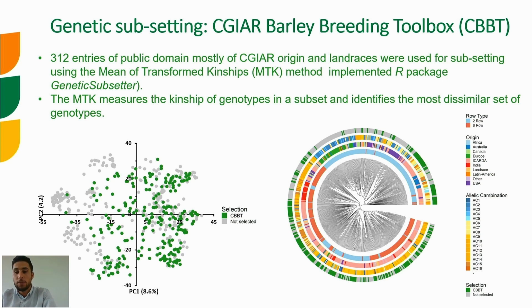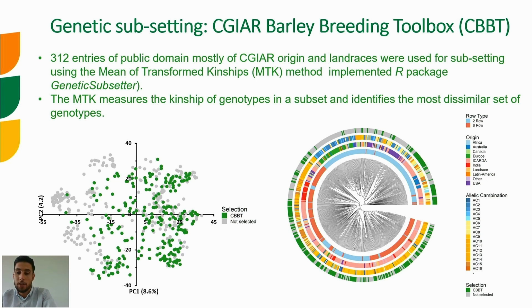And 312 entries of public domain that are mostly from CGIAR origin, and a few cultivated landraces, were selected to assemble a collection of diverse barley germplasm representative of the germplasm grown worldwide, with a particular emphasis on the developing world. We used the mean of transformed kinship method implemented in Genetic Subsetter to dissect a final set of 250 entries. This method measures the kinship of genotypes in a subset and identifies the most dissimilar set of genotypes.